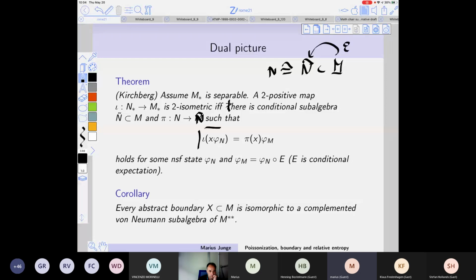You take some faithful normal state, phi N, on the subalgebra, and you multiply it in the Takesaki way, right, with an operator. This is the same as pi of x times phi of m. And of course, phi m is really phi N composed with the conditional expectation. So these isometries appear only in a very, very special algebraic form. That's what Kirchberg's theory, which was proved for a different purpose, just implies in this situation.